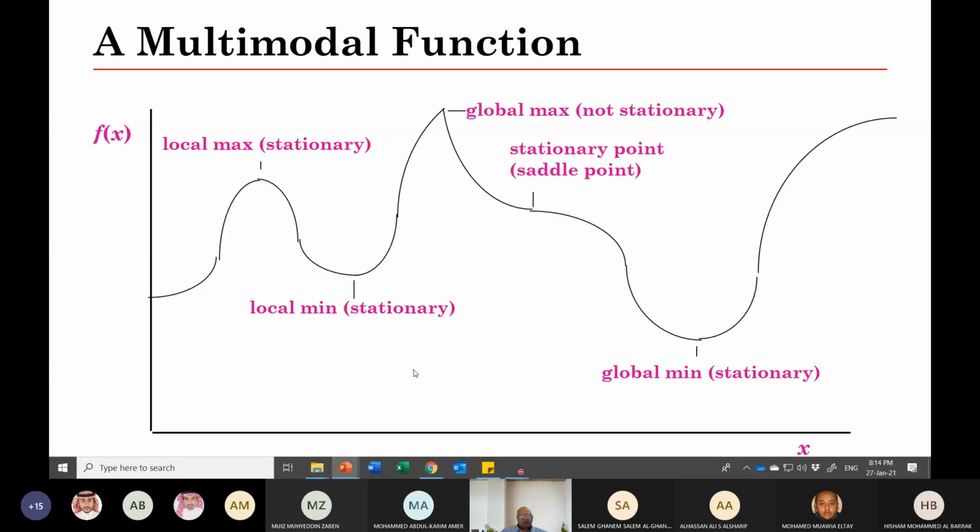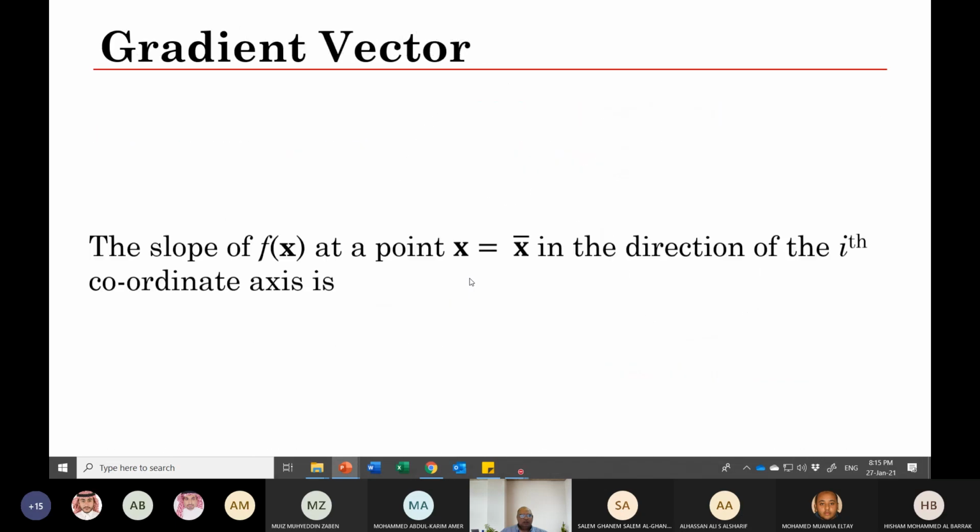So this function, for example, is multimodal. You have local maxima here, local minima here, and the global maximum here. This is a saddle point, or stationary point, or inflection point, where the derivative is equal to 0, but it is not a maximum or minimum. You have the global minimum at this point, and so on. So this is a multimodal function.